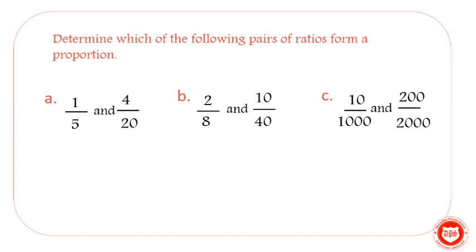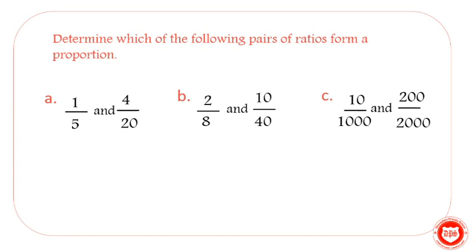Now let's try example B. 2/8 is equal to 10/40. To check this, let's see, 2 into 5 is 10. So when we multiply 8 into 5, we will get 40. So this is also forming a proportion.